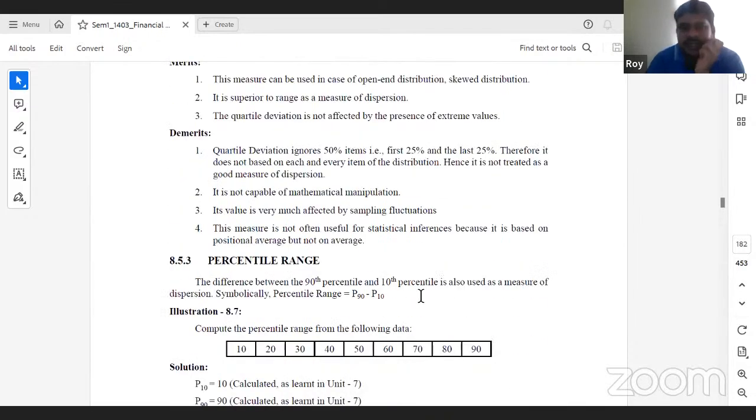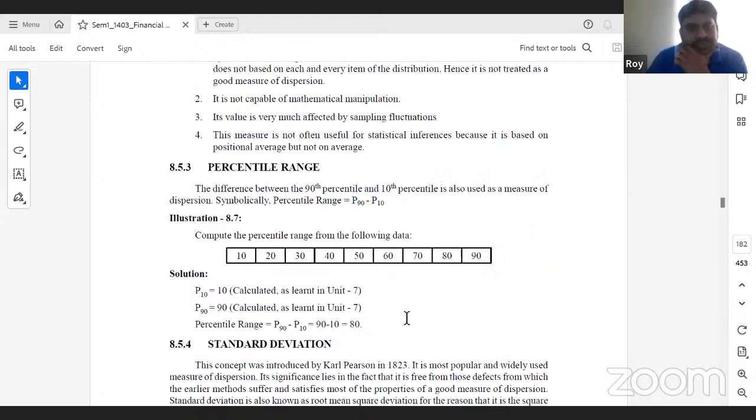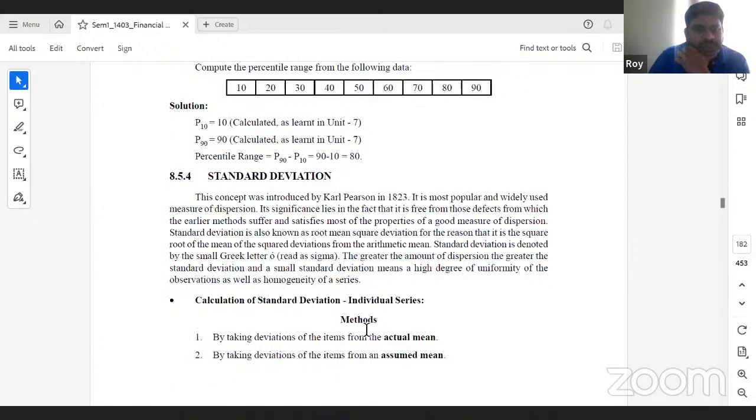Now, merits in the percentile range. As we have already discussed in unit 7, P10 is equal to 10, P90 is equal to 90, and then the percentile range is 90 minus 10, which is 80.